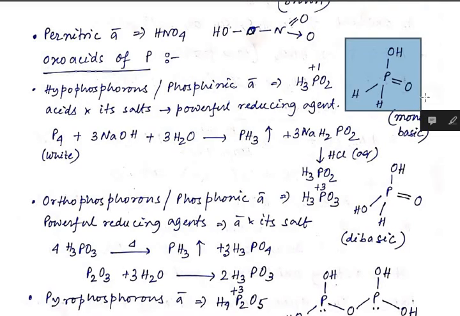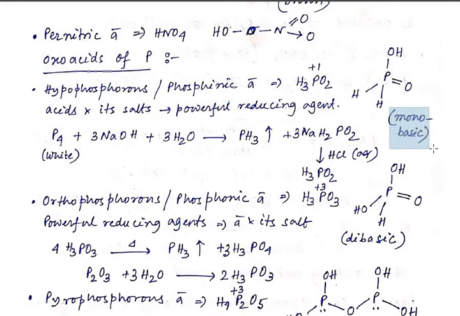So in that structure we can observe that only one OH group is there. That's why hypophosphorus acid, that is H3PO2, is monobasic in nature. This kind of thing sometimes comes in MCQs. So H3PO2, that is hypophosphorus acid, is monobasic in nature.